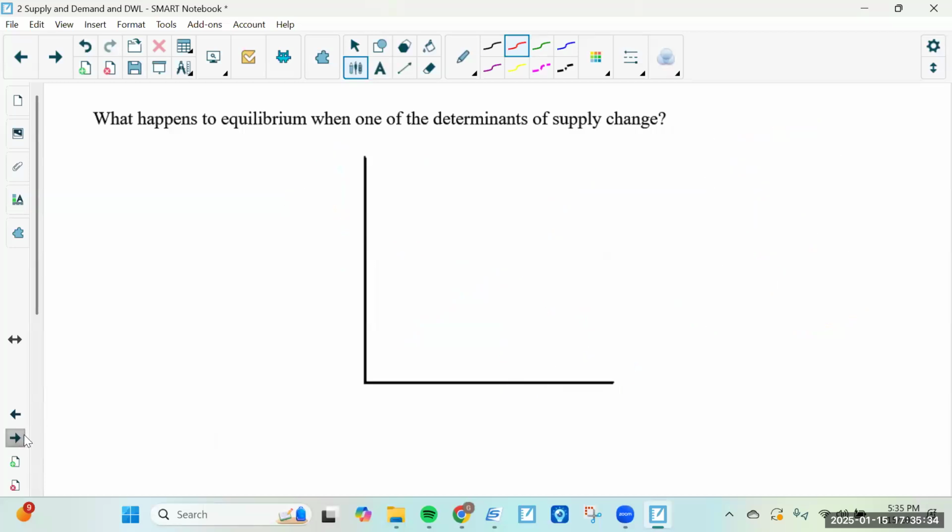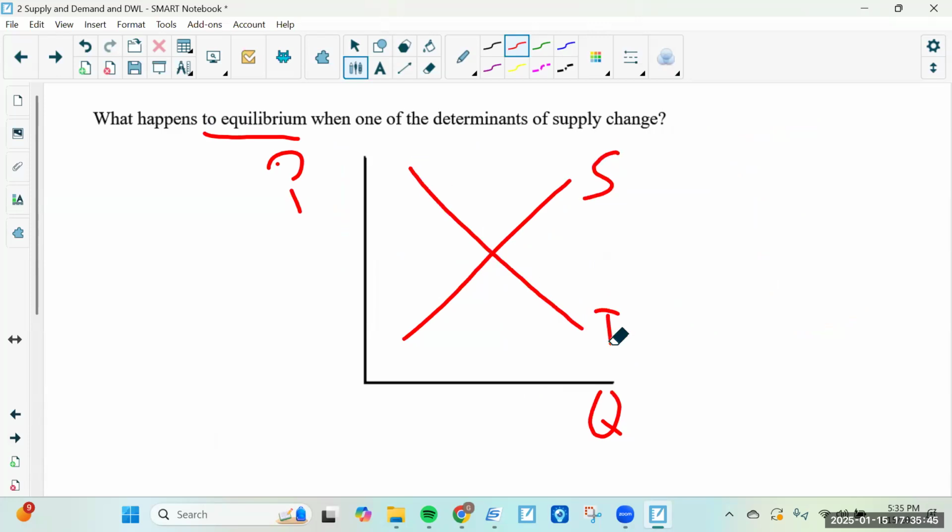Okay. What if one of the determinants of supply changes? Well, let's find out. Start off at equilibrium. What happens to equilibrium? So you've got to start off at equilibrium: upward slope in supply, downward slope in demand. Find the equilibrium quantity. Find the equilibrium price.